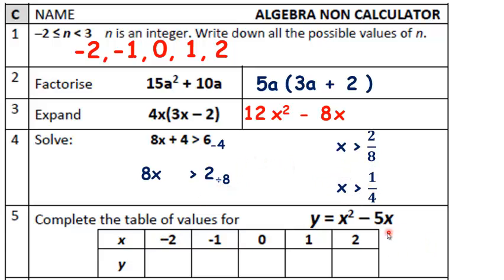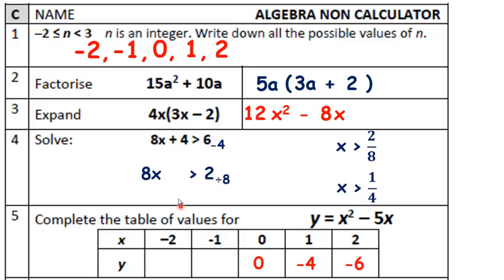Question number 5. Okay, we need to substitute all these x values into this equation and work out the y value each time. So I'm going to do 2 squared, which is 4, take away 5 times 2, which is 10. 4 take away 10 is minus 6. Same thing here. 1 squared is 1. 5 times 1 is 5. 1 take away 5 is minus 4. I'll put 0 in there. 0 squared is 0. Take away 5 times 0, which is 0 again.